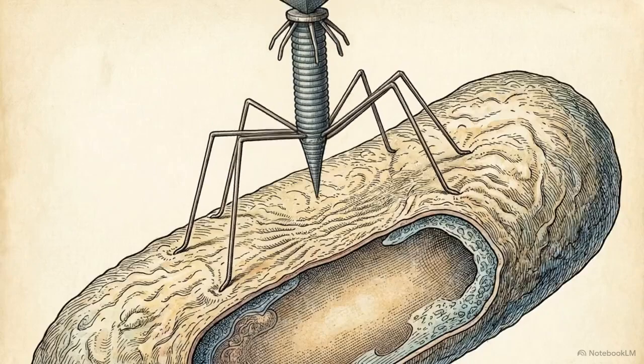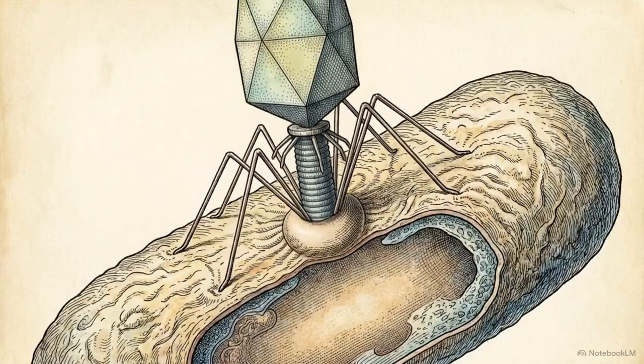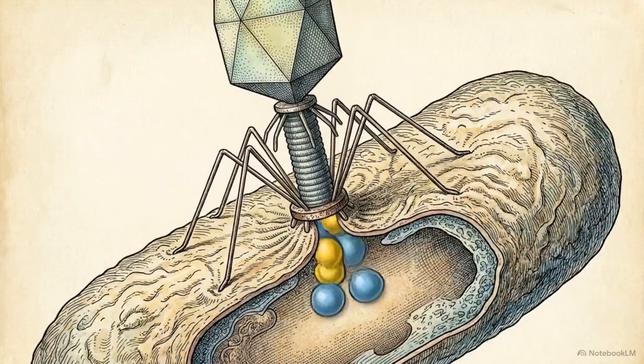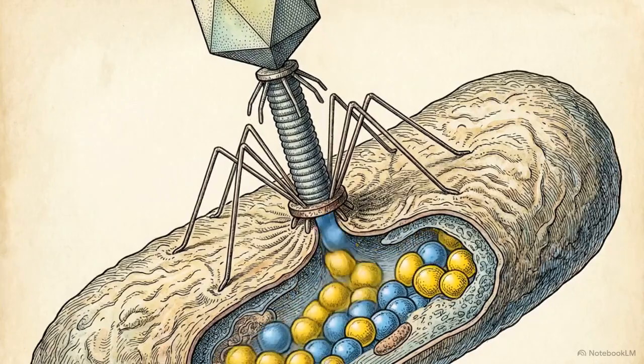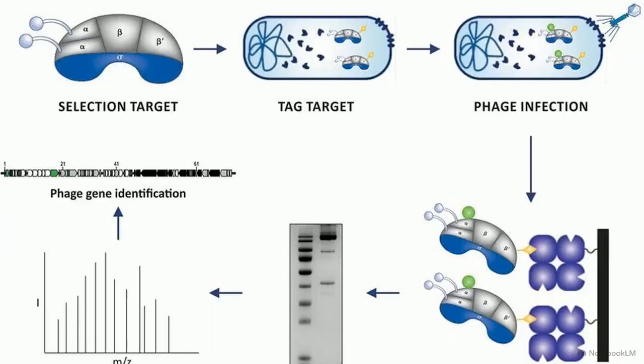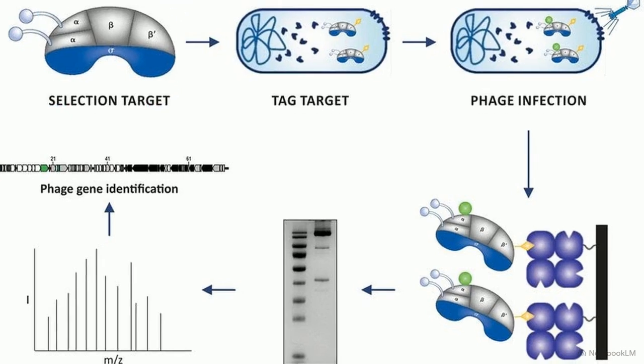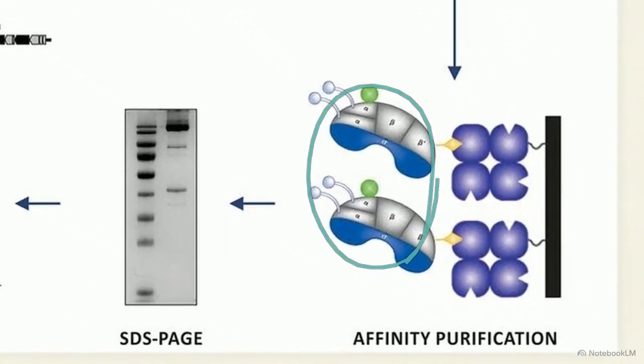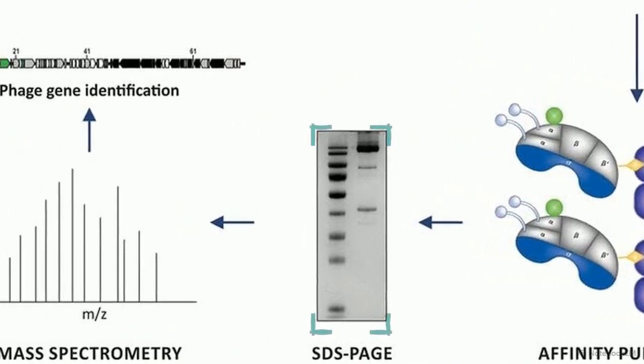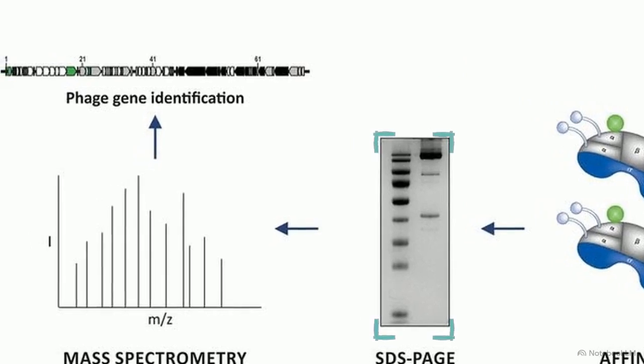Beyond tracking the location of the virus, researchers must understand how it redirects the host's metabolism through protein-protein interactions. This diagram illustrates the affinity purification workflow. The process begins by tagging a selection target and initiating a phage infection. Key proteins from a pathogen act as bait to pull down interacting viral proteins onto a purification column. The complex is then separated on an SDS phage gel and analyzed via mass spectrometry to identify every protein involved.